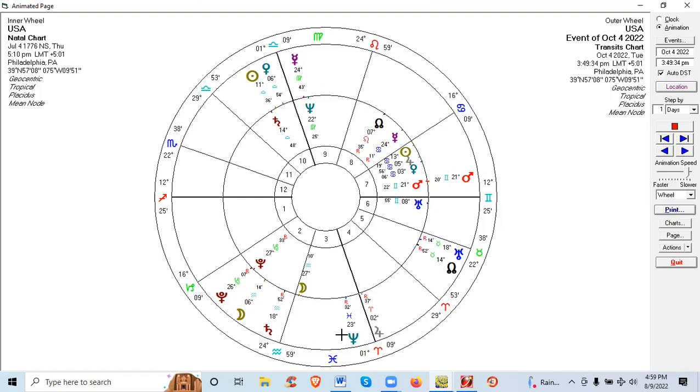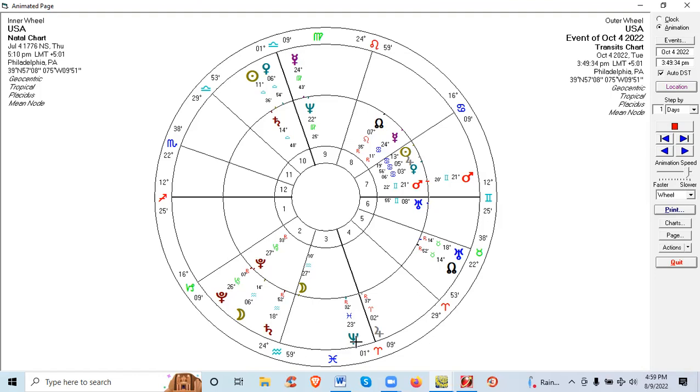All right, what else do we got going on here? Is it making any more aspects to anything else here? It's conjuncting the United States' Sun. So it's past that now. It's already past it, and we know we've been dealing with that.